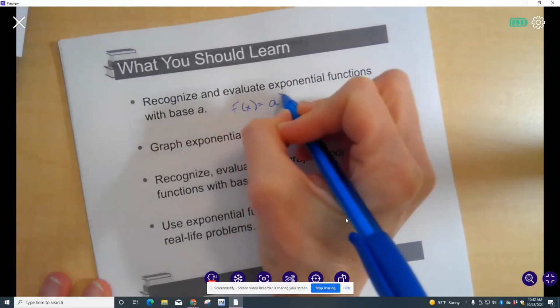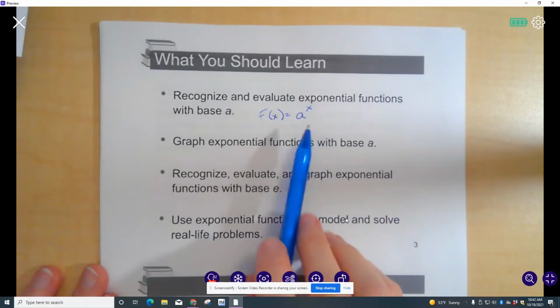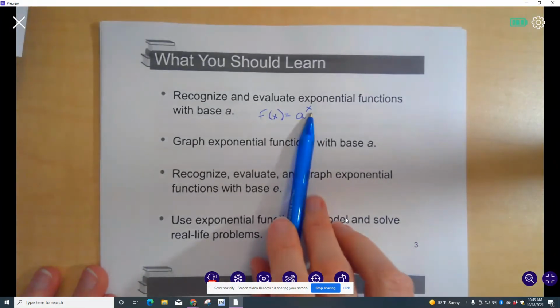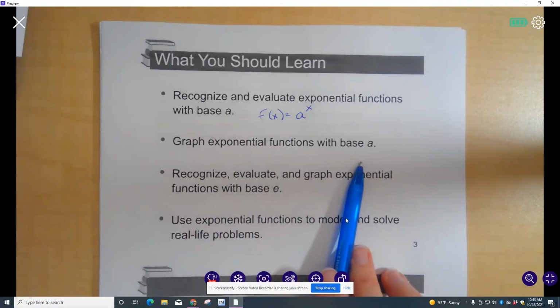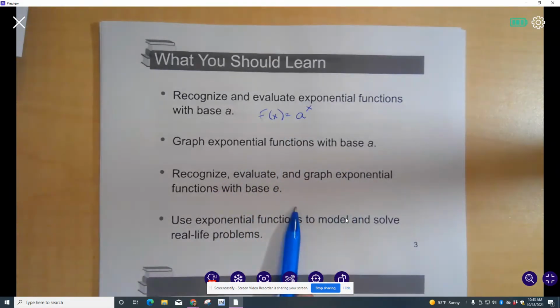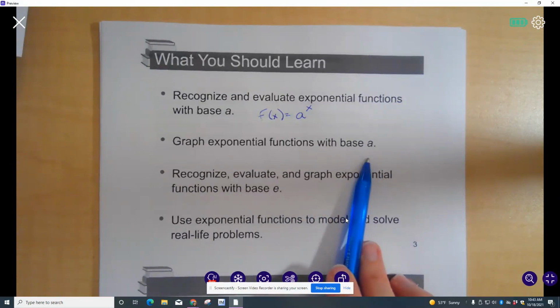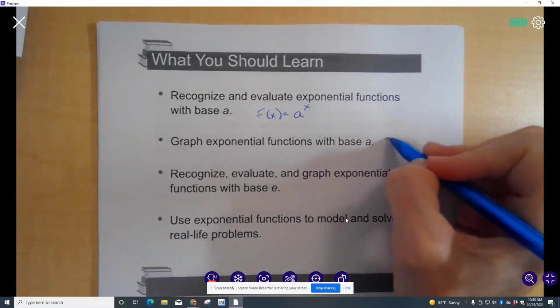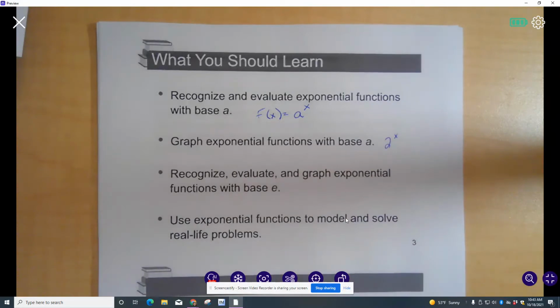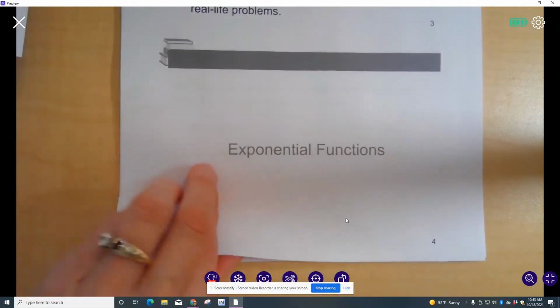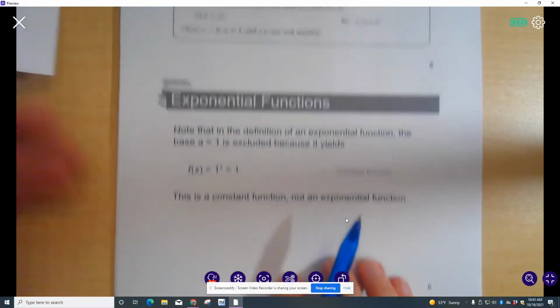So this is an exponential function where the base is a number and your variable is an exponent. That's why it's called an exponential function. So we're going to look at ones with base e. We're going to look at base a, where a is a number. So for example, 2 to the x. We're going to look at with a base e, and then we're going to look at solving some problems. So again, this is all exponential functions.